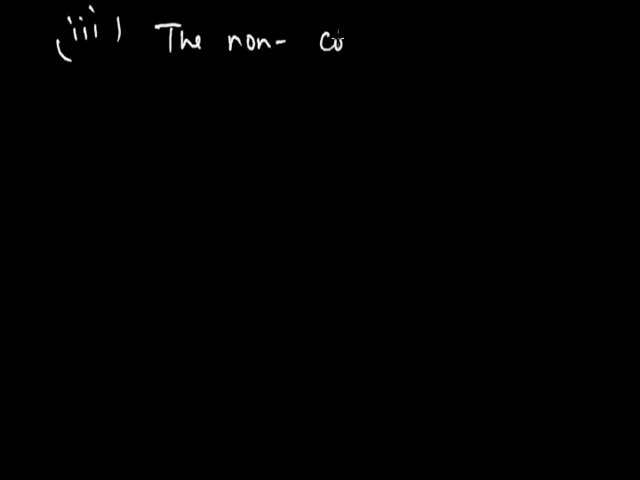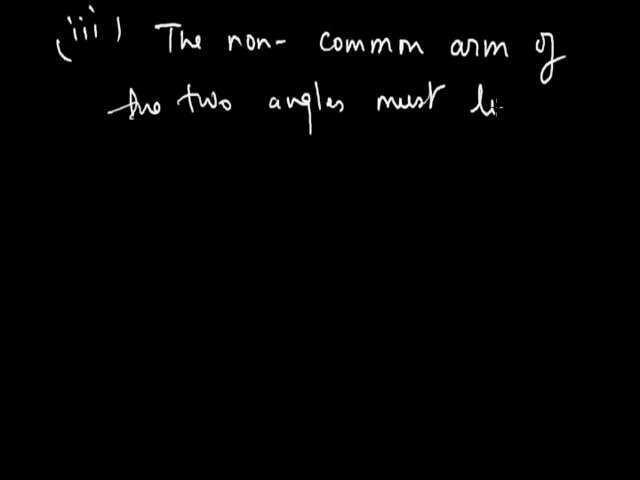The non-common arms of the two angles must lie on either side. Either means if one arm is on one side of the common arm, then the second arm of the second angle must lie on the other side of the common arm. This is best illustrated with the diagram.